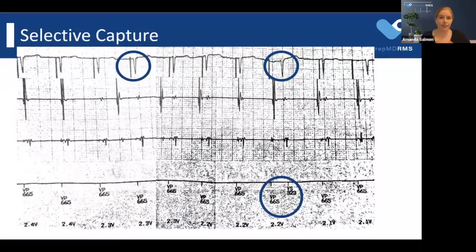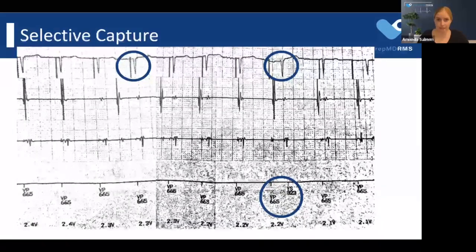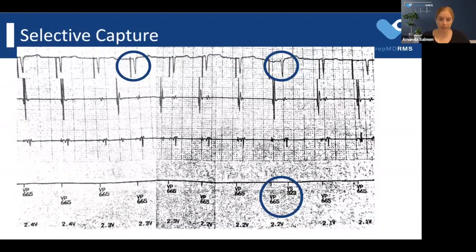Great question. Intermittent loss of capture is very feasible and happens frequently. But again, as Greg said, anytime we have loss of capture, whether it's intermittent or not, we're losing capture for the patient. That's not what our threshold will be. Threshold is consistently capturing. Yes, thank you.